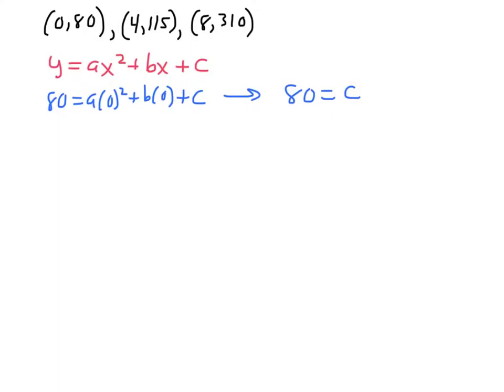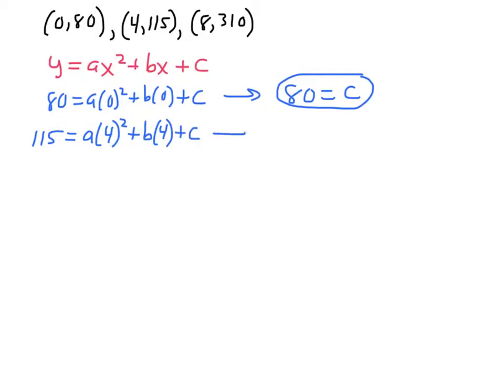Remember, when we use the y-intercept, that's a nice feature of that. We get c right away. Then if we move to the second point, we'll plug in 4 in for x and a 115 in for y. So 115 equals a times 4 squared plus b times 4 plus c. That one's going to simplify down into 115 equals 16a plus 4b plus c.